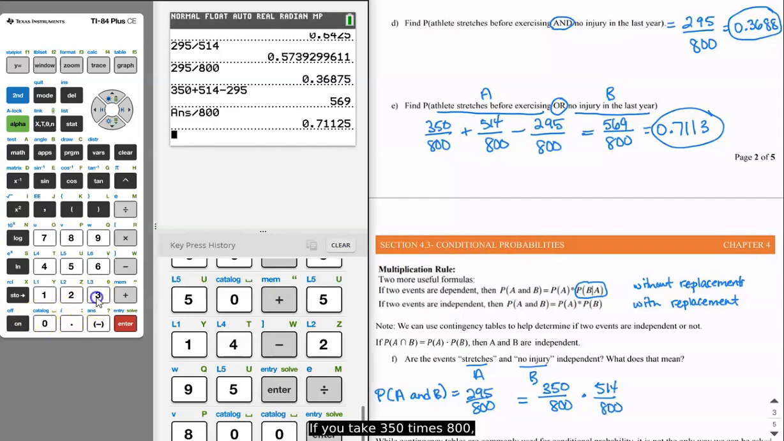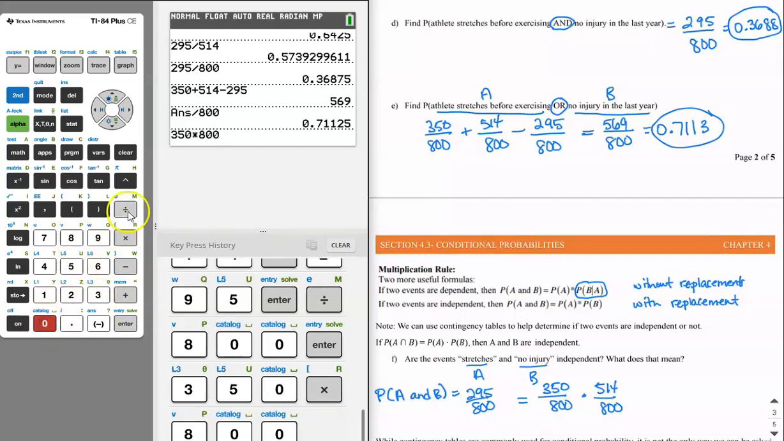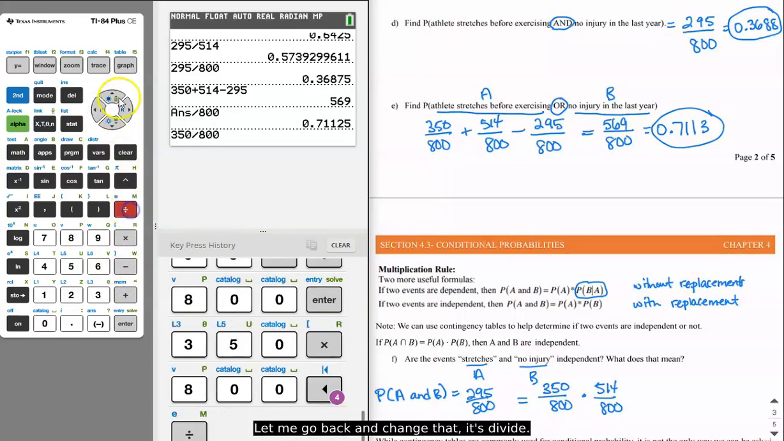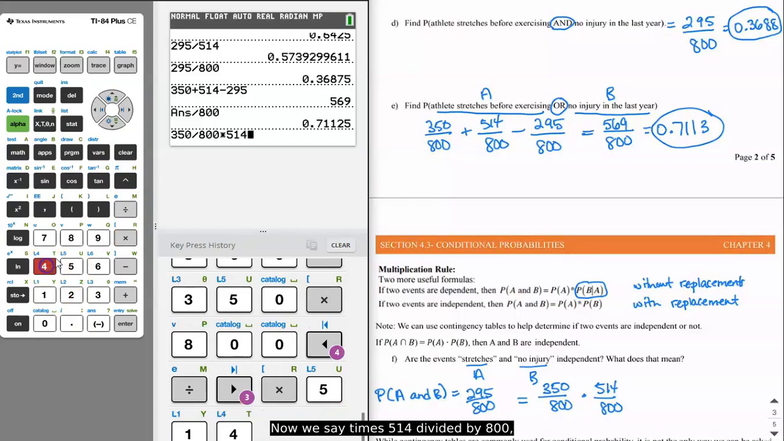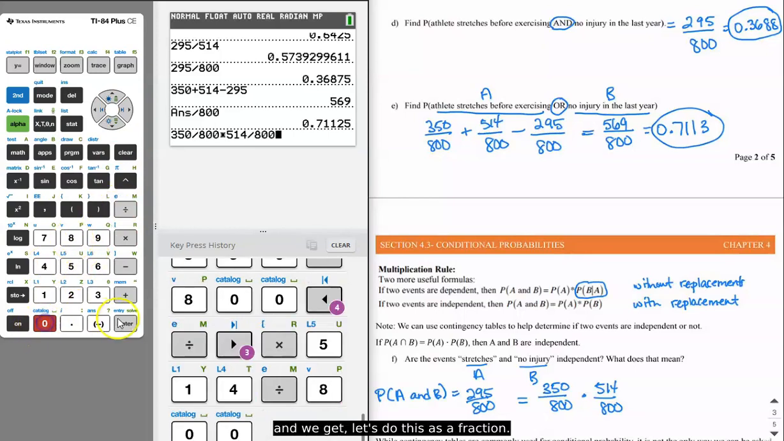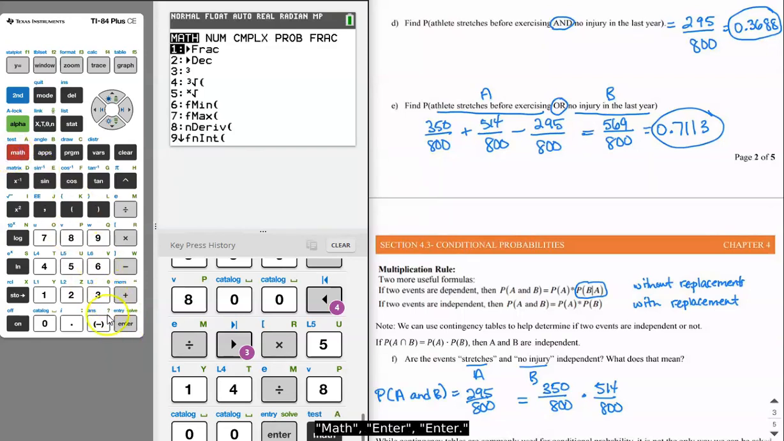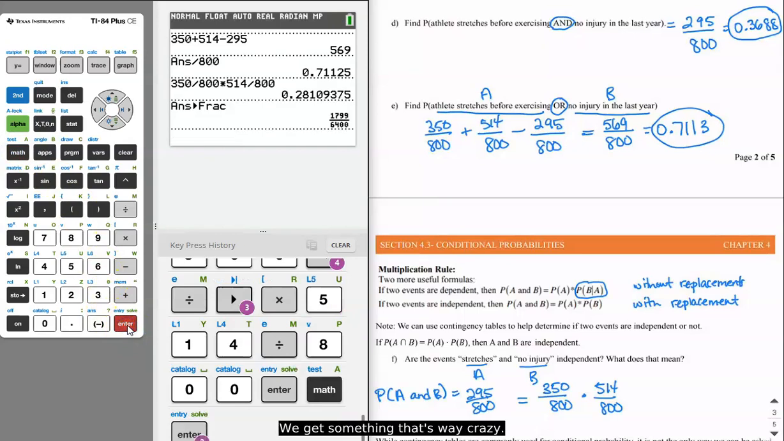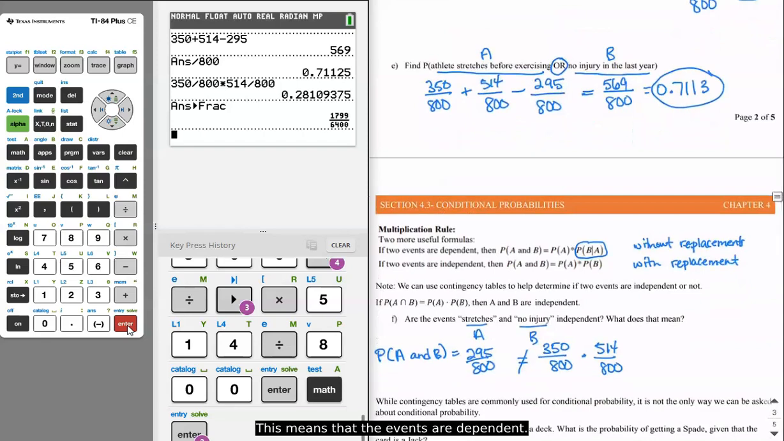So if you take 350 divided by 800, oops, sorry, it should be division. Let me go back and change that. It's divide. And now we say times 514 divided by 800. Let's do this as a fraction: math, enter, enter. We get something that's way different. So what we'd say is they are not equal. This means that the events are dependent.